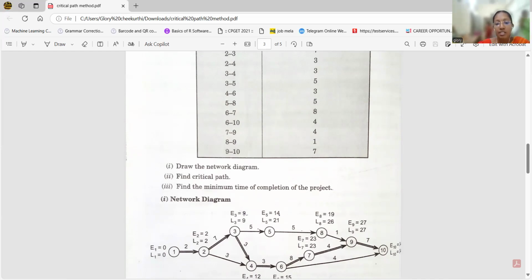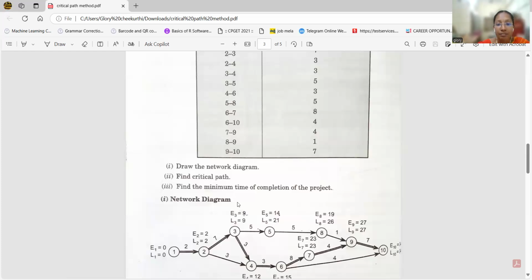6 to 10 means we have to go through the 10th activity directly. So 10 is the tail of the activity. So we have to rest this 10th activity. Then after completing 8 and 7, 8 and 9 activities, we have to present the 10th activity and connect them.